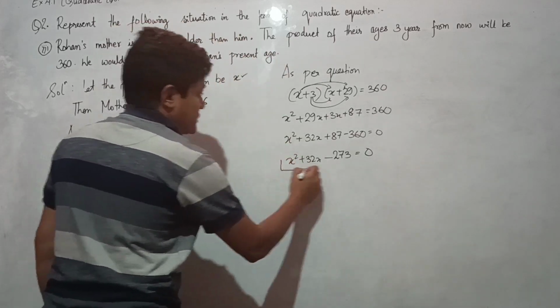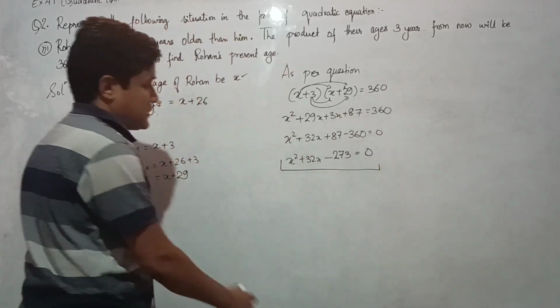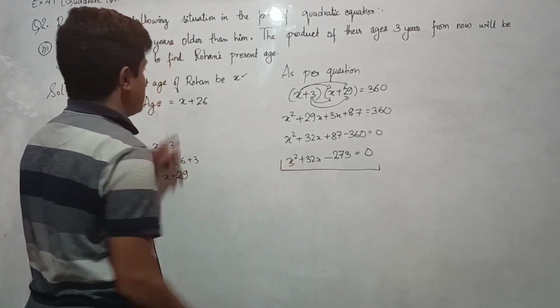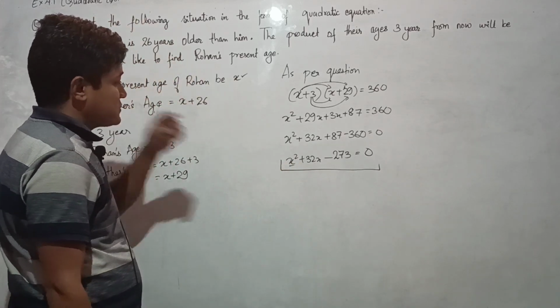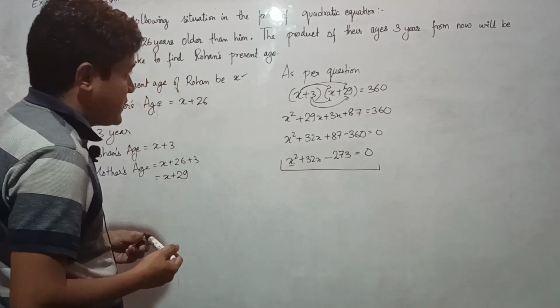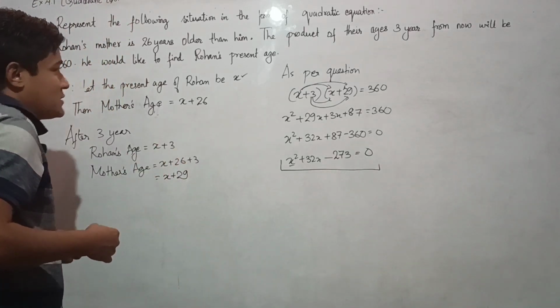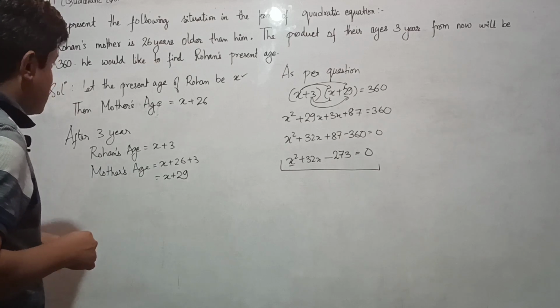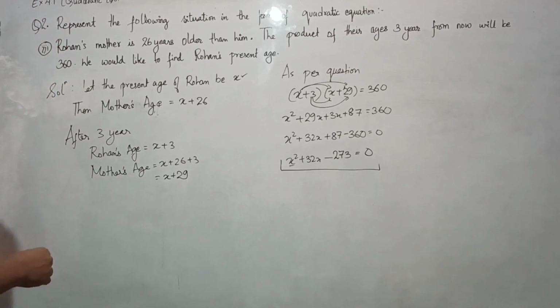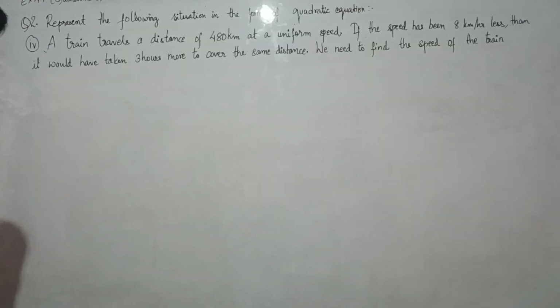So this is the quadratic equation the question is asking, and if you solve it, x is the present age of Rohan. So you will get the value of x, the present age, and adding 26 to it, we can find the mother's age. Okay, question number 4.